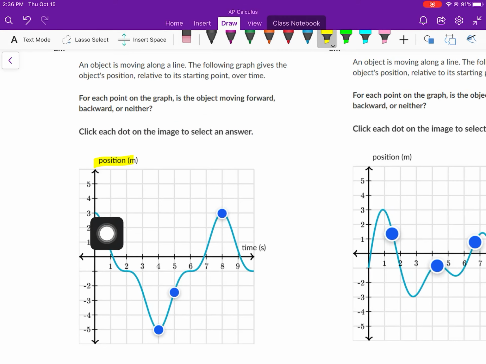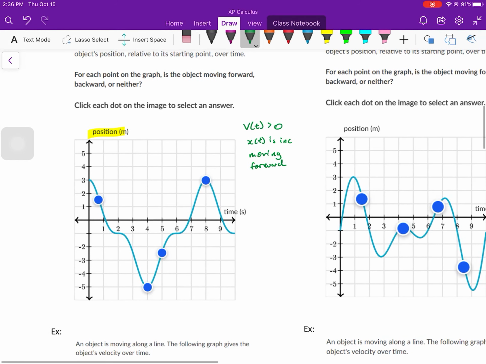So if you look at this spot on the graph, what is going on? Are we moving forward, are we moving backward, or are we doing neither? Now remember velocity. If our velocity is positive, then we're moving forward. That means that x of t is increasing. Similarly, if it's negative, we're decreasing. So what's going on here? What's our position doing? Our position is decreasing here. So we're moving backwards. We're in San Diego here.